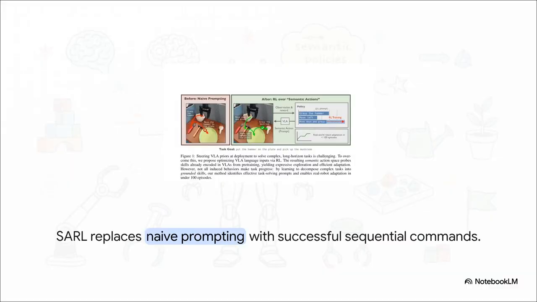And finally, Section 6, the future of adaptation. The ultimate takeaway here is moving away from the failure of naive prompting, where we just shout a complex command at a confused robot and hope for the best. Instead, by feeding the robot small, grounded, bite-sized instructions like move down and grasp, SARL essentially learns how to speak the robot's own internal language better than we ever could manually.